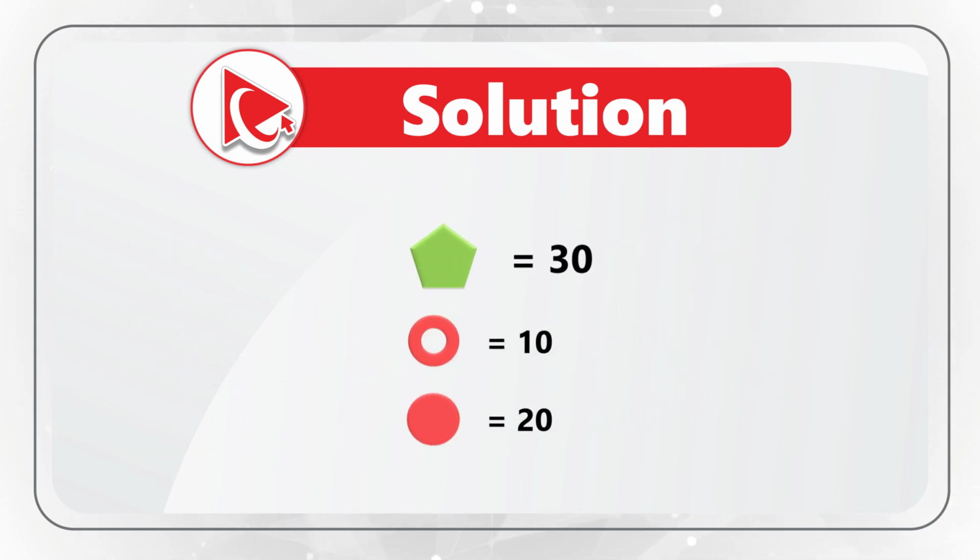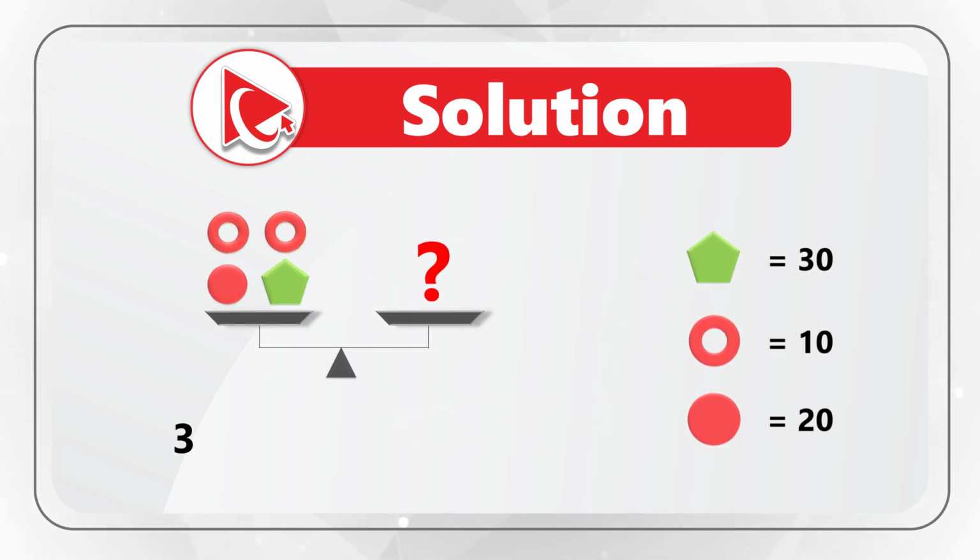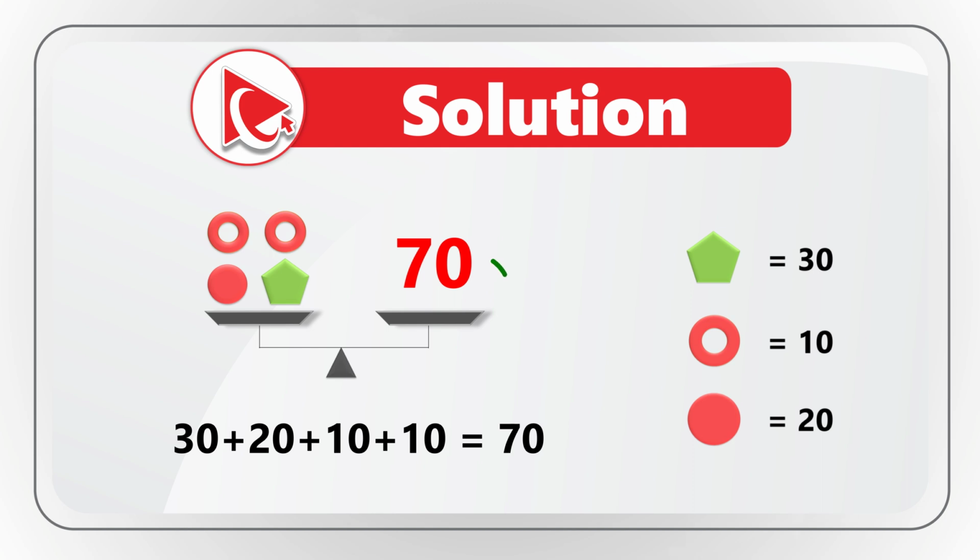Now we know the values of all the shapes. Pentagon equals 30, bagel equals 10, and circle equals 20, and we can calculate the missing number. 30 plus 20 plus 10 plus 10 equals 70, which means the correct answer is choice C, 70. Did you come up with the same solution? If not, please make sure to post your answer and rationale in comments.